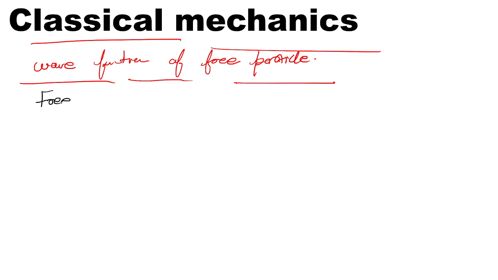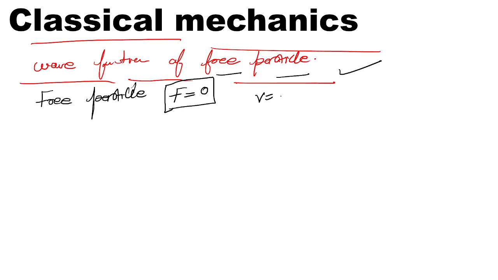Free particle means the force is zero, no force is acting on the particle, so that particle is moving freely. Let that particle be moving with velocity v, and mass m. The particle is moving freely, m is the mass of that particle, and v is the velocity with which it is moving. No external force is acting on that particle.